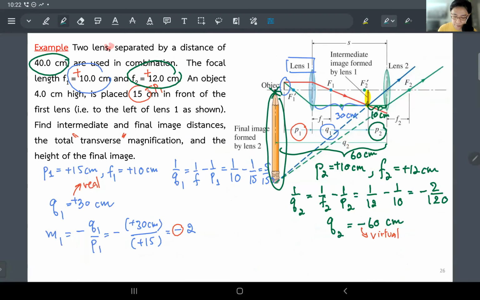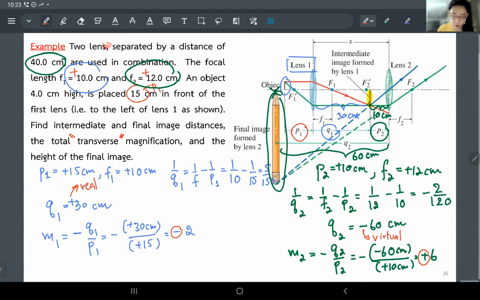What about lens number 2? You do the M2 calculation. So it's going to be minus Q2 over P2. So Q2, you already calculated to be negative, right? Don't forget the negative sign there. And the P2 is given to be positive 10. Very good. So at the end, you get positive 6, guys. So what does this mean? The positive means it's upright. And 6 means it's magnified 6 times.